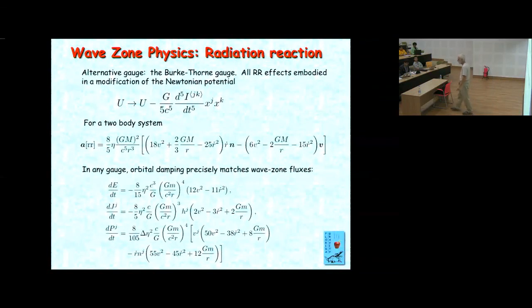So it really tells you that energy balance works. You don't have to just assume it. Energy goes to infinity, but the same amount of energy is lost by the system because of these internal dissipative forces from radiation reaction.